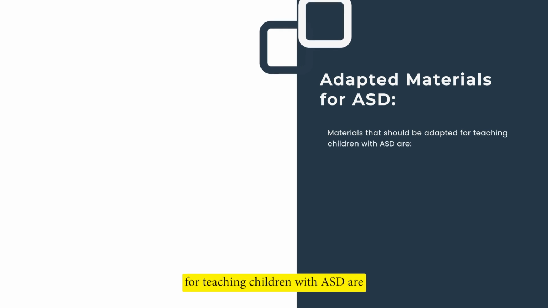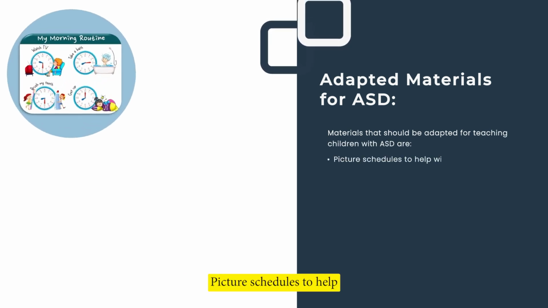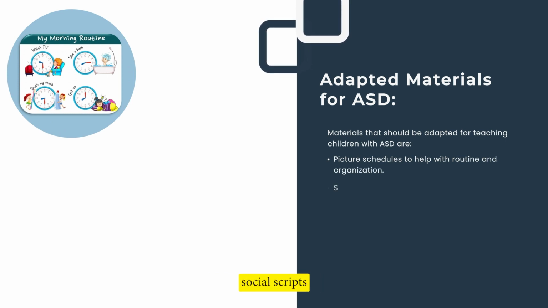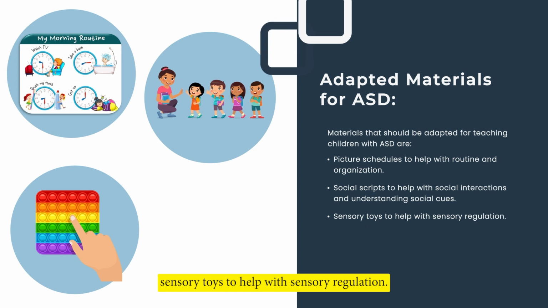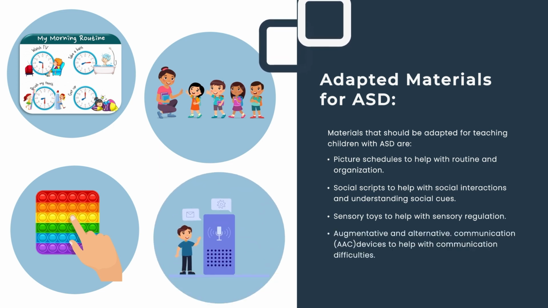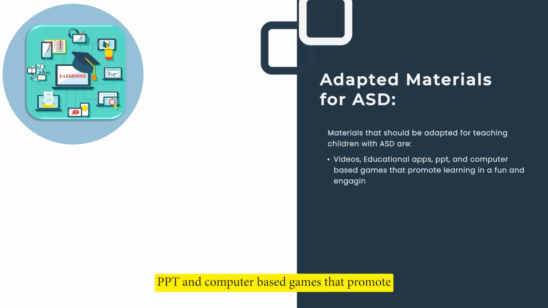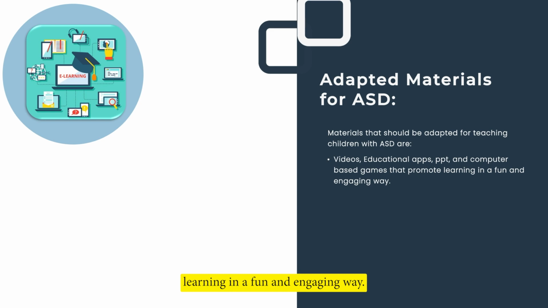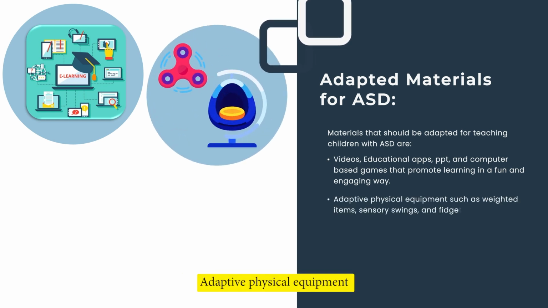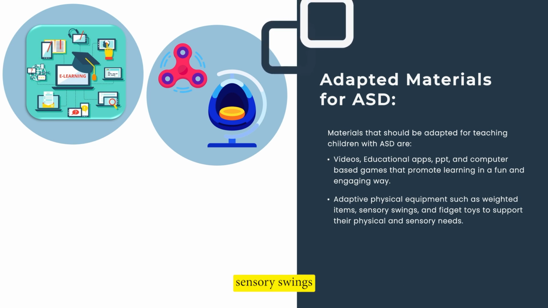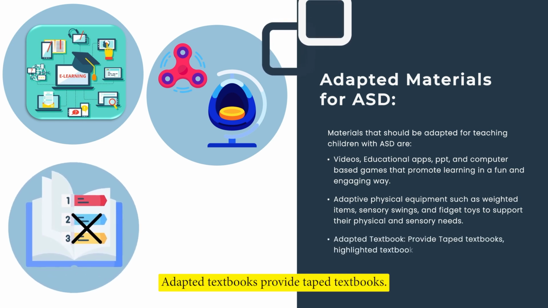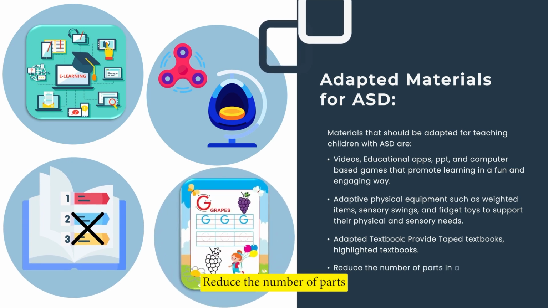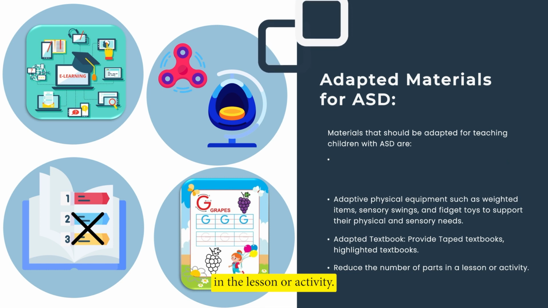Materials that should be adapted for teaching children with ASD are picture schedules to help with routine and organization, social scripts to help with social interaction and understanding, sensory toys to help with sensory regulation, augmentative and alternative communication, AAC devices to help with communication difficulties, videos, educational apps, PPT, and computer-based games that promote learning in a fun and engaging way, adaptive physical equipment such as weighted items, sensory swings, and fidget toys to support their physical and sensory needs.